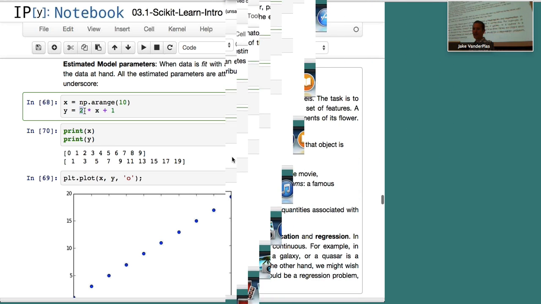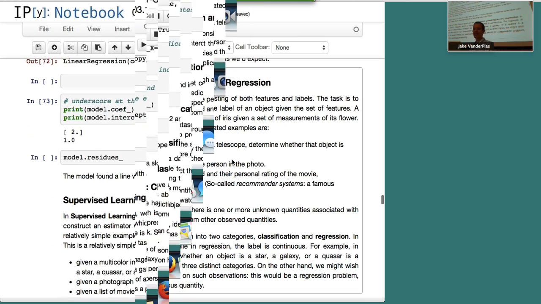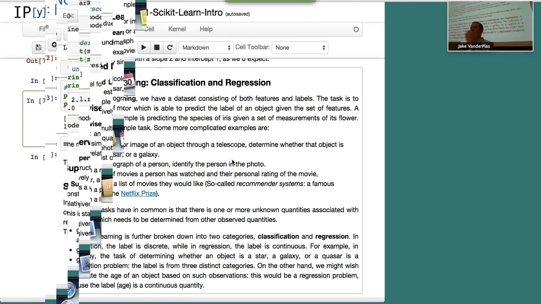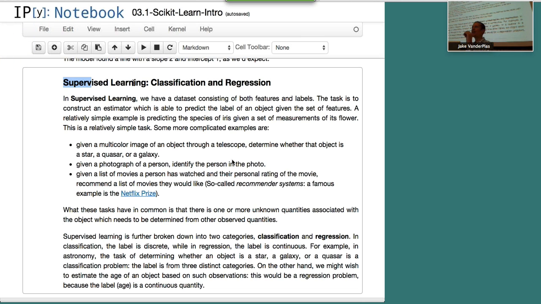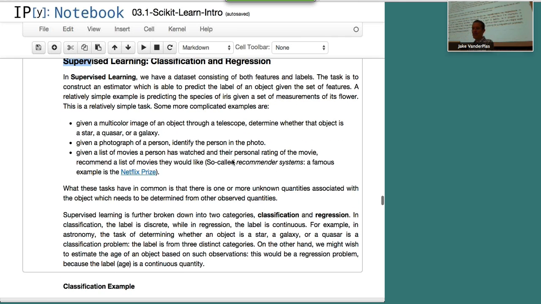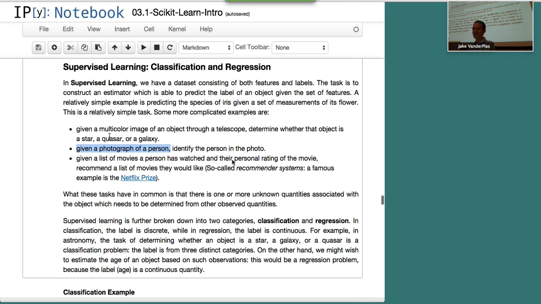So if we're doing supervised learning, what we saw in our scene here is that supervised learning is when we're trying to predict some value for data. We train the model, and we have some new data, and we want to predict the Y value. Some examples: given a multicolor image of an object, determine whether it's a star, quasar, or galaxy. Or given a photograph of a person, identify the person in the photo. You might have several billion photos in the Facebook archive, and based on that, you want to try to identify who is who. That's an example of a supervised learning problem.